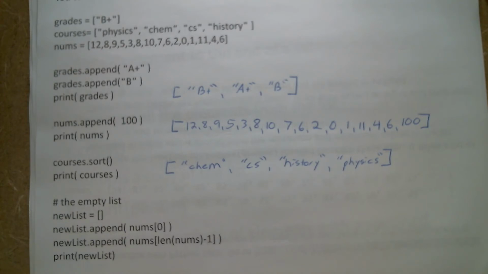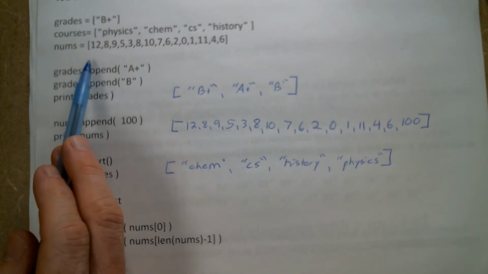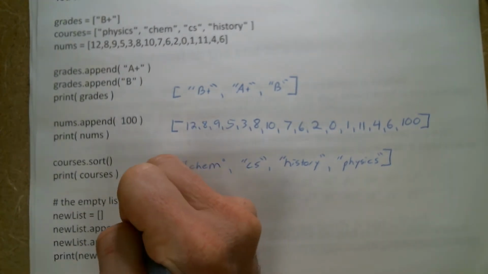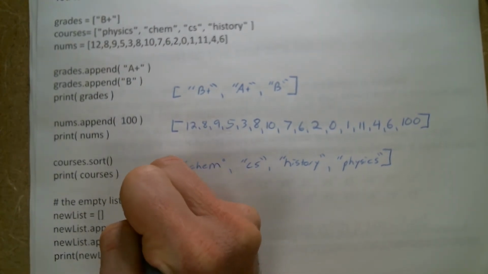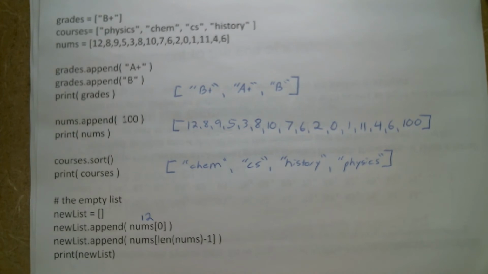And then I can start adding things to it using the append command that we just talked about. So I could say new list.append nums index 0. Well, again, index 0 would be referencing the 12. So this is basically like I'm appending a 12. New list dot append nums, length of nums minus 1.